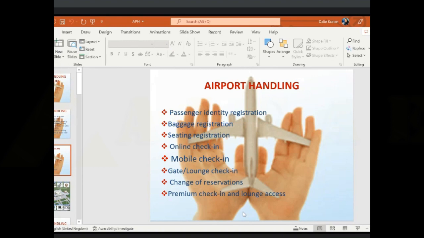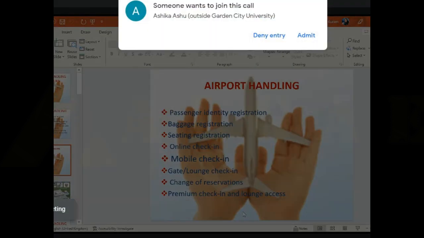Then you have baggage registration, where you go to your counter. Now the staff asks you to place your baggage there. She says, sir, please place your baggage on the belt. This is where she checks the weight of your baggage, and she asks you whether any prohibited item is there in your bag.